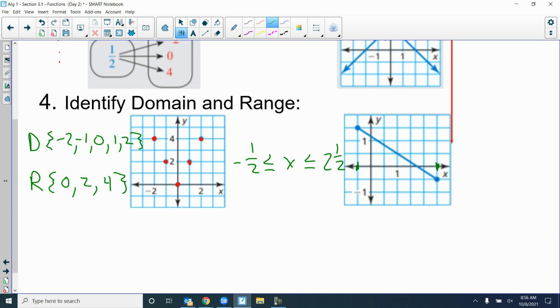Okay, now, the y. My range. Well, let's see. It goes up to here, and it goes down to here. Does everybody agree? What's my lowest range value, guys? Negative what? -1/2 is less than or equal to y, but what's it go up to, guys? 1.5 if you did decimals, or 1 1/2. And there she is right there.